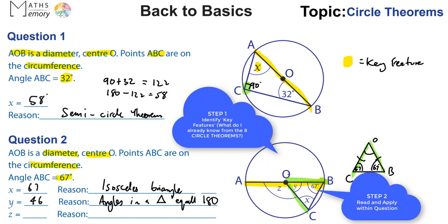Z, let's work out Z. Now Z, this is a straight line. So simply it'll be 180 degrees take away y, 180 take away 46, 134. Straight line. All right, that's enough for that. So we're getting you used to how to tackle these circle theorem questions. The key features will lead us on to the 8 theorems, which you'll need to know as well.